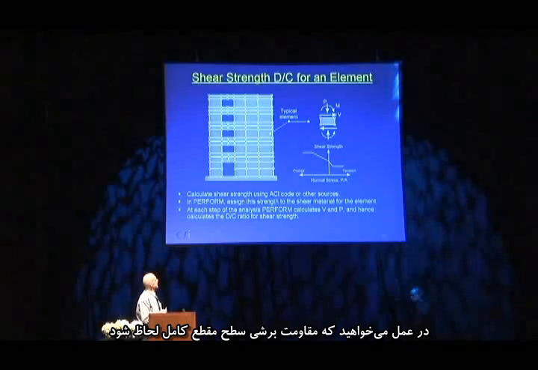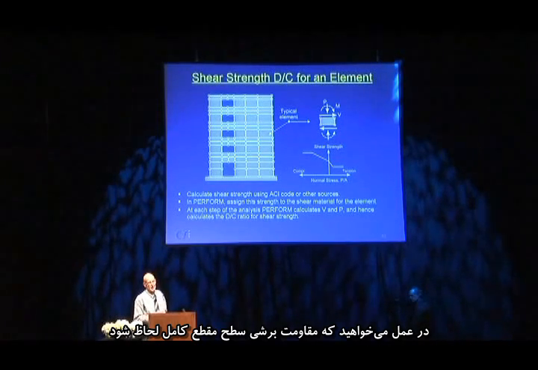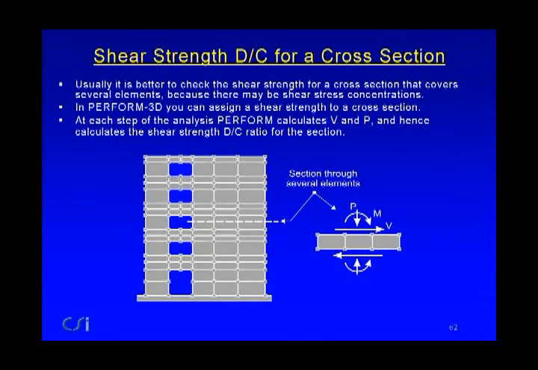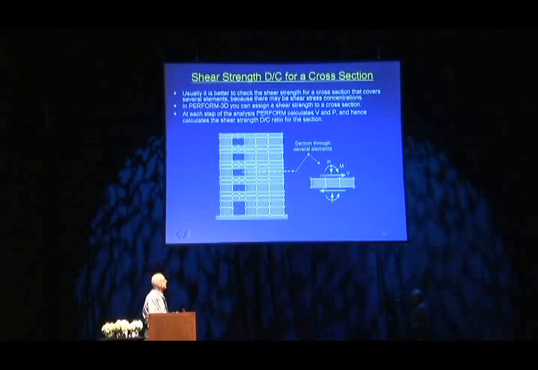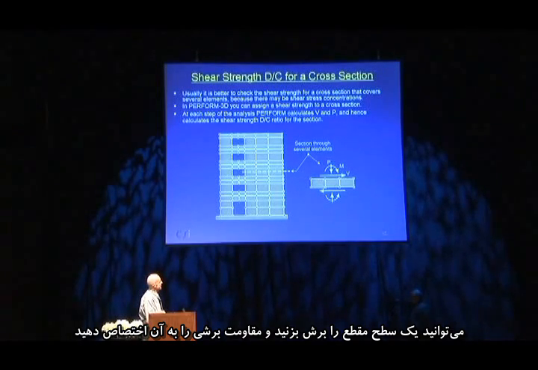In practice, you'd want to consider the shear strength of the complete cross-section. That would be more practical, and Perform allows you to do that. So usually it's better to check the shear strength for a cross-section which covers several elements, because there may be shear stress concentrations. What you can do in Perform is assign a shear strength to a cross-section. It's shown here. You can cut a cross-section and assign a shear strength to it.